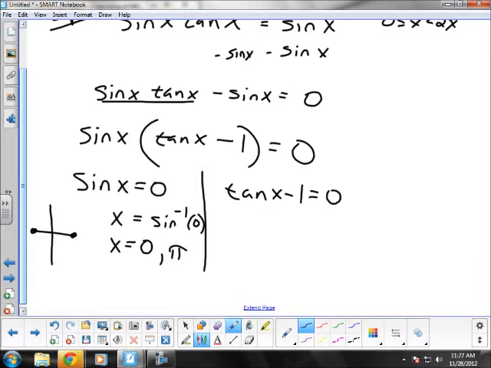And then over here, this tells me that the tangent of x is equal to 1. So x is the arc tangent of 1, which is what? Tangent is opposite over the adjacent. So remember, it's the one where they're the same. Pi over 4.